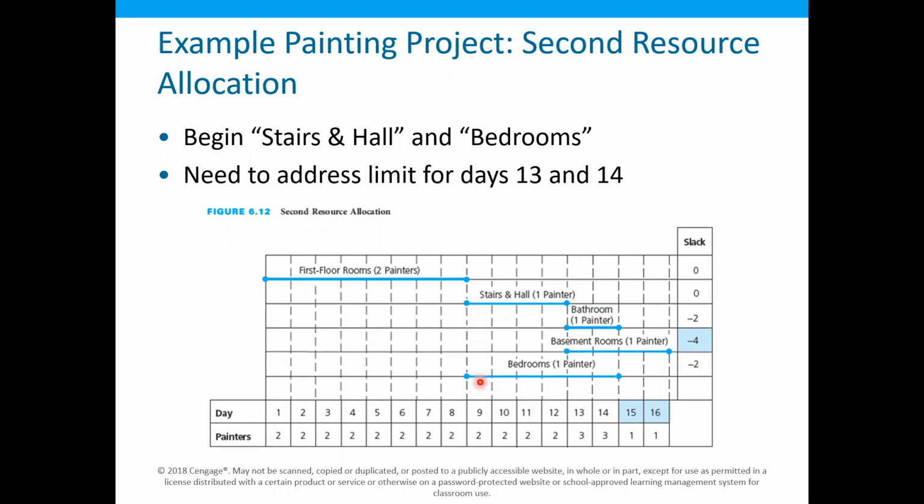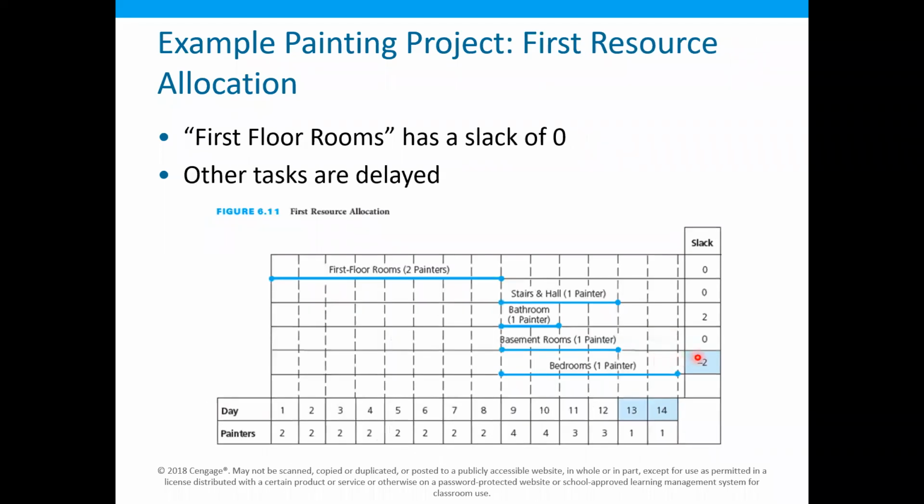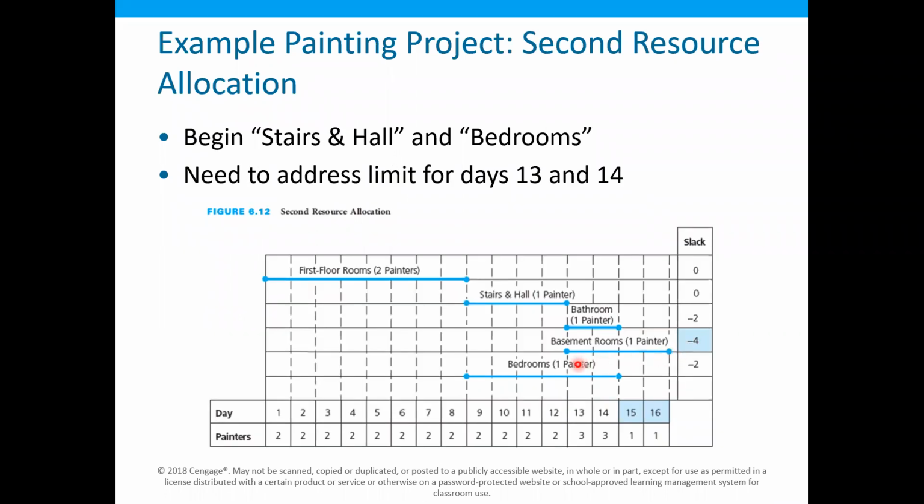since we have fixed the bedroom and the stair and hall activities, a delay in the activities of the bathroom and the basement floor has happened. So we have further delayed this basement room activity by 4 days. Remember that previously its slack was 0, but now its slack is -4. So we have delayed it by a further 4 days. That means instead of starting at day 9, it is now starting at day 13.